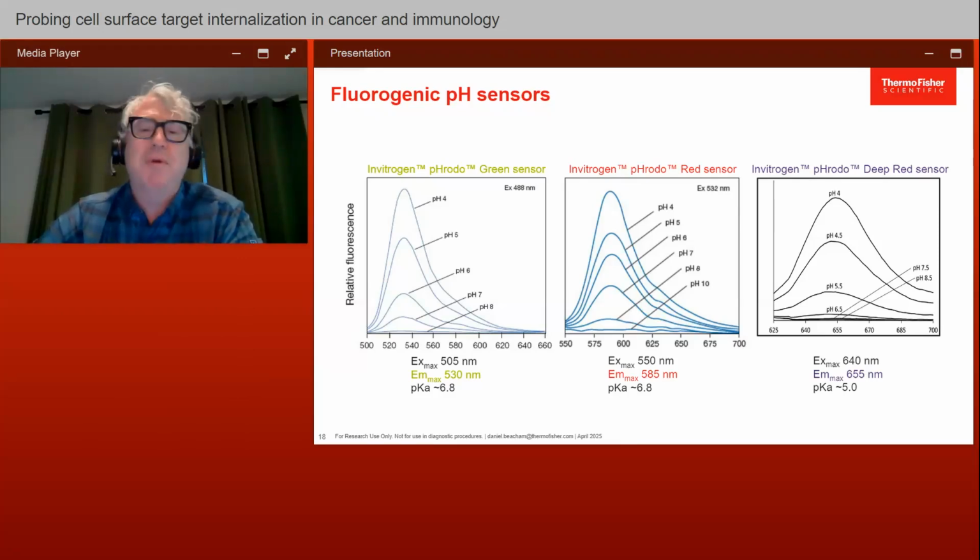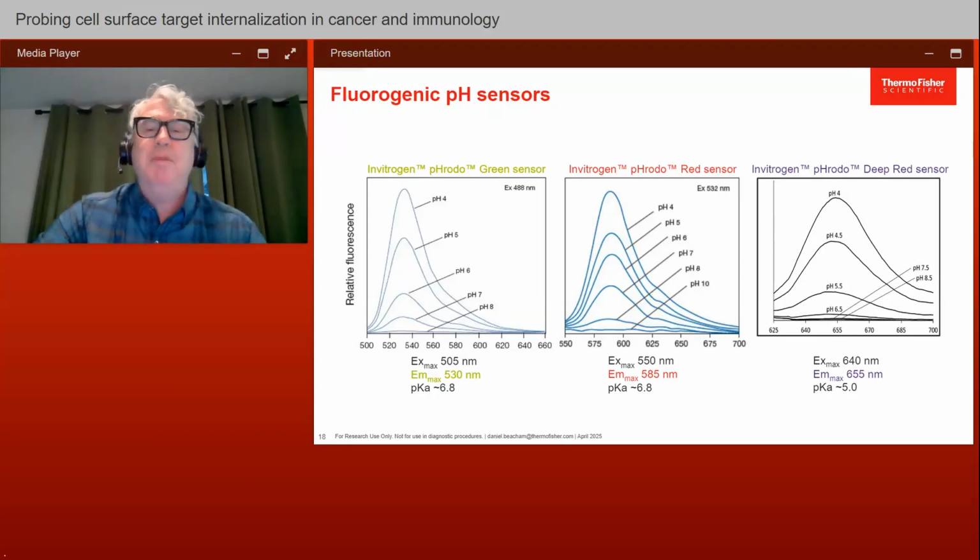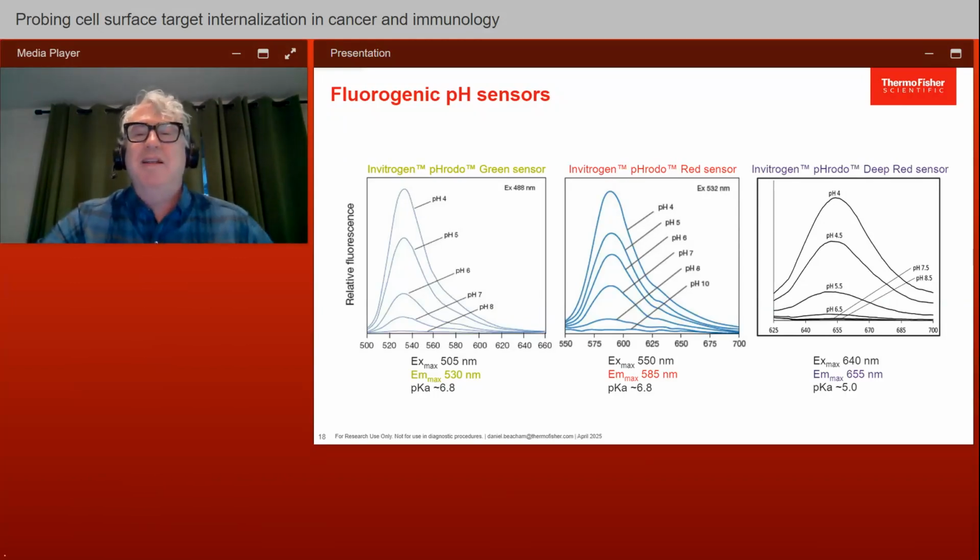Traditionally, before the Frodo dyes were invented, people relied on the quenching of fluorescein to visualize acidic processes, and so watching a signal disappear is always unfavorable compared to the appearance of a signal in a dependent manner to the analyte. And so we developed the Frodo dyes, as in pH-sensitive rhodamine, if you will, to be able to monitor pH and to best enable the discrimination of the outside of a cell from an early or late endosome or phagosome.